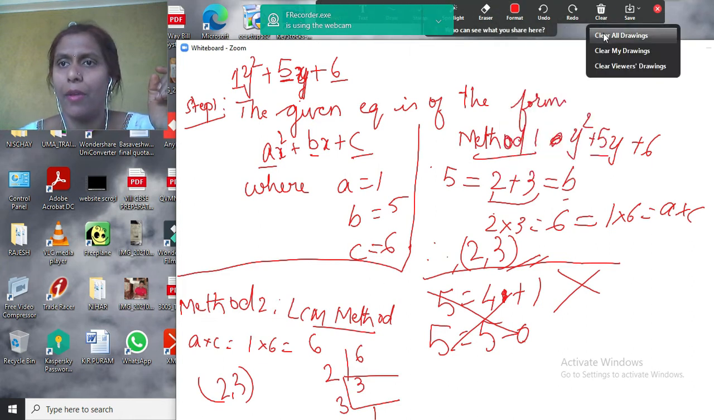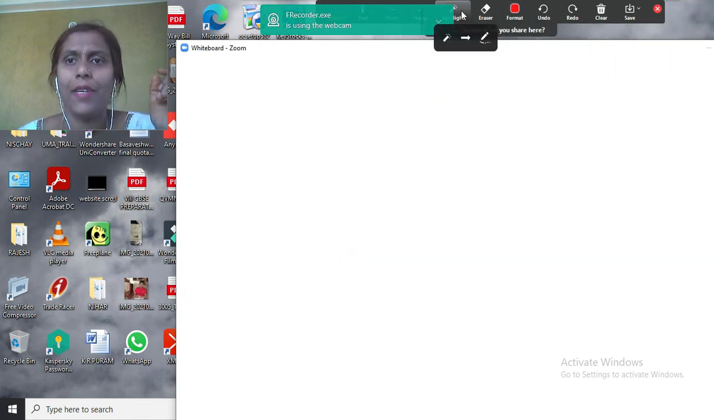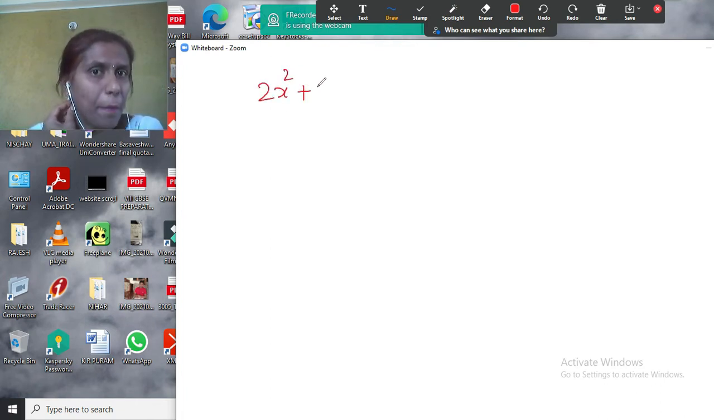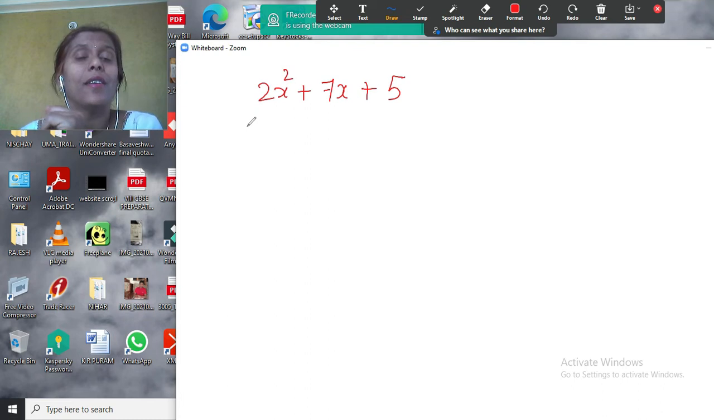Now, I'm clearing the screen. Let me take another example, where I write 2x square plus 7x plus 5. What did I do? Is it satisfying the standard equation ax square plus bx plus c?